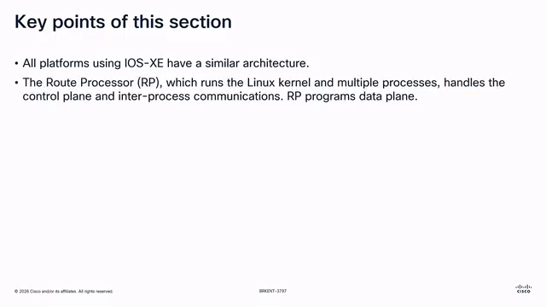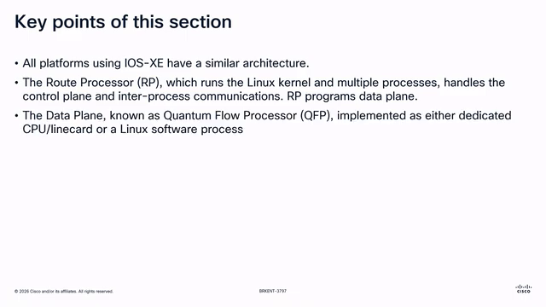What are the most important key parts of all the previous slides about routing, control plane, and data plane? First of all, the platforms are using the same, or a similar, architecture. The second thing is that there is an RP, which is the route processor, implementing the control plane. It's running a Linux kernel and multiple processes handling the policies and control plane. The data plane, known as the quantum flow processor, QFP, is the abbreviation we use for the forwarding plane. It's implemented as a dedicated line card, CPU, or even in software. Does not matter for us.